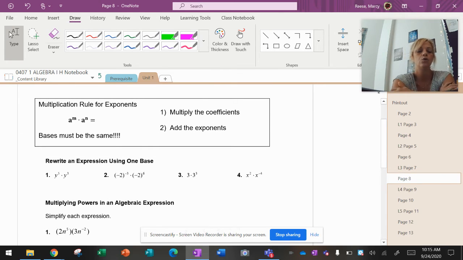Okay, but we're going to add some coefficients. So when you do this multiplication rule for exponents, I've got some steps. It says, well, first of all, it says bases must be the same.